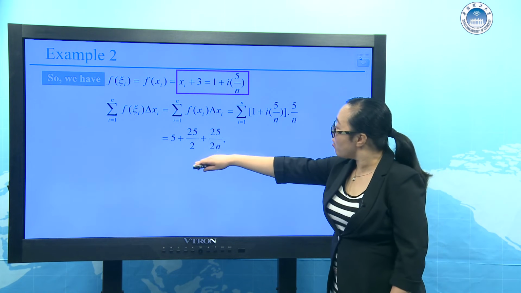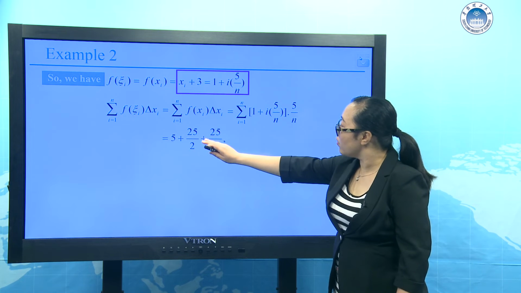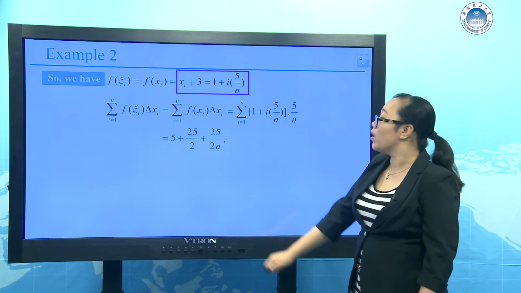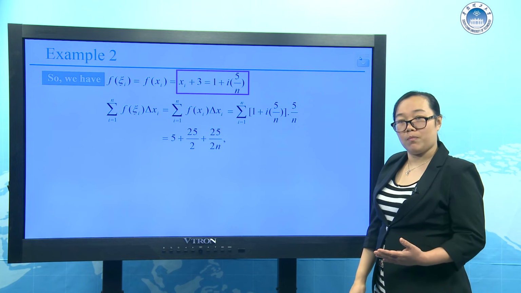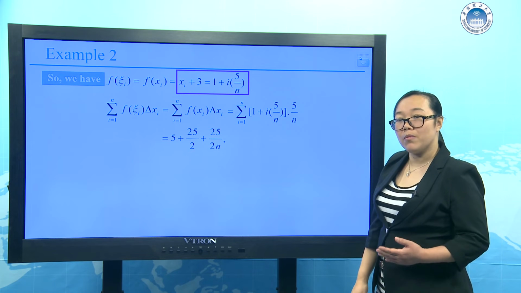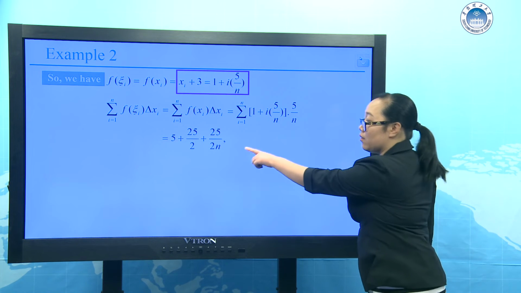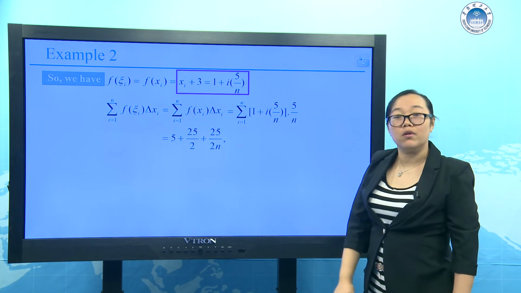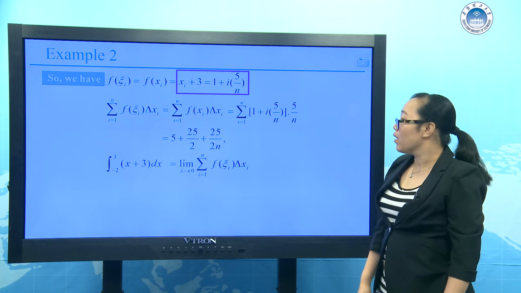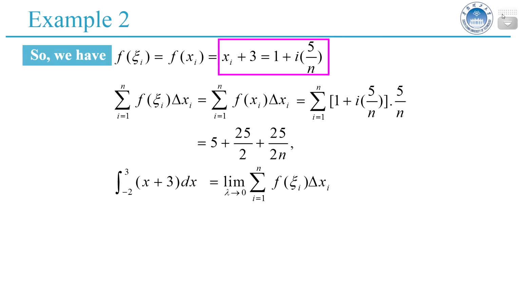The sum equals 5 plus 25 over 2 plus 25 over 2n. This is our integral sum. Finally, the sum is a function of n, not i. Why? Because i will have been computed. So the corresponding definite integral, meaning our area, equals the limit of the integral sum.